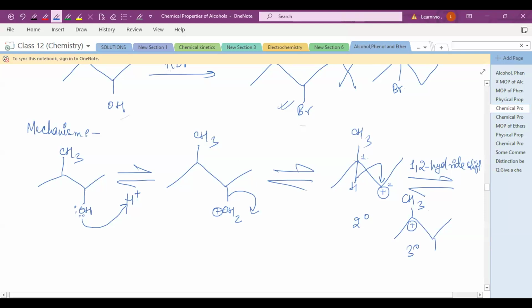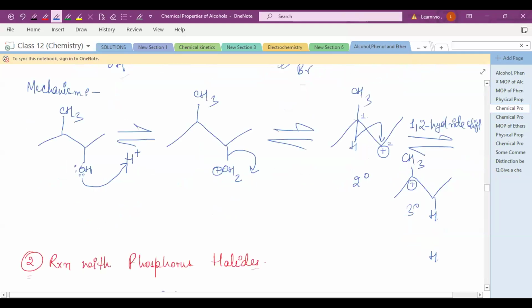It can shift this hydride. Basically it does a 1,2 hydride shift, and it forms a tertiary carbocation, and this is more stable, right? This tertiary carbocation is more stable. This is the hydrogen. Now what happens next?